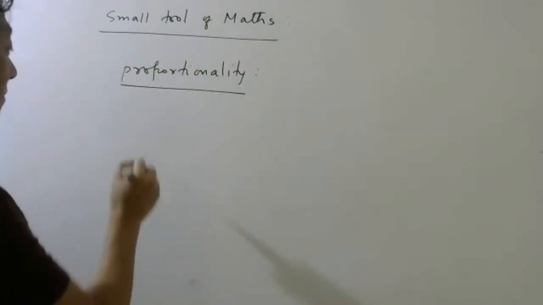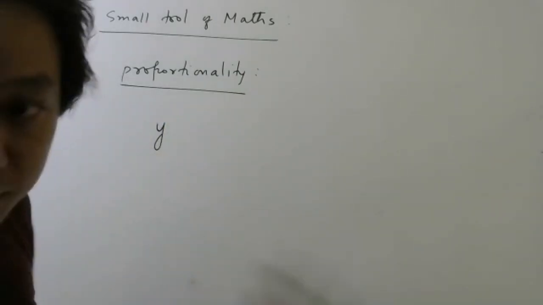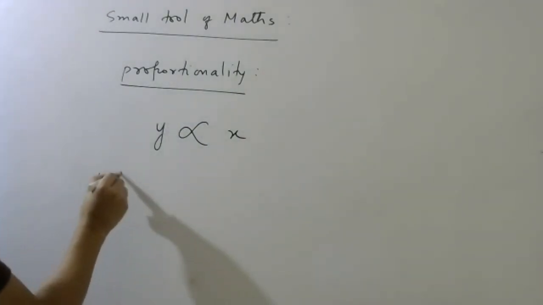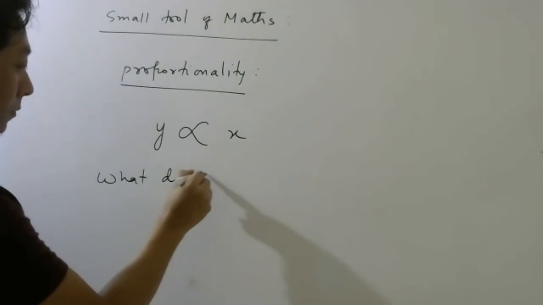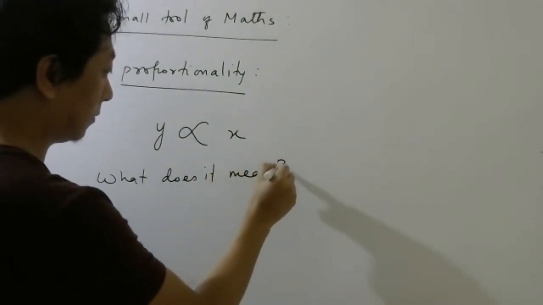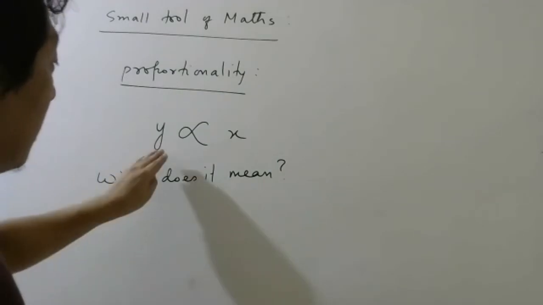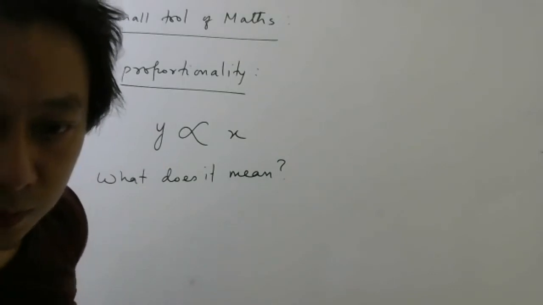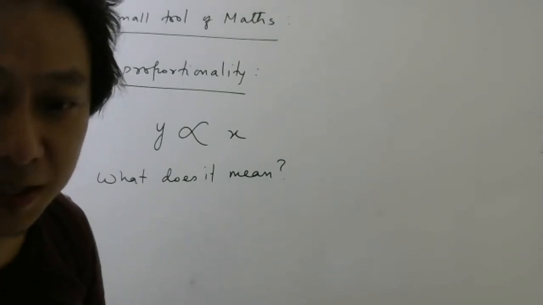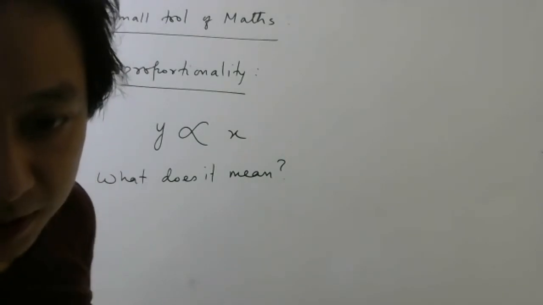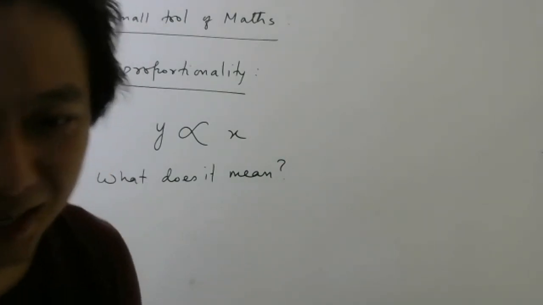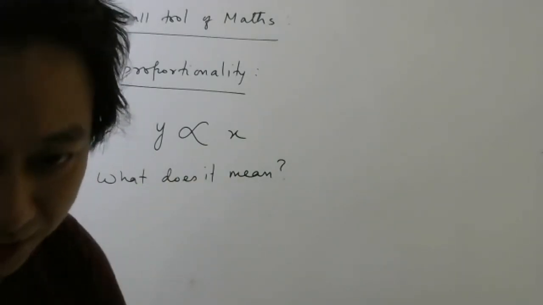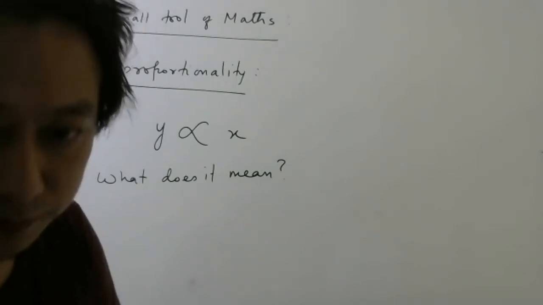Proportionality. Now you tell me, suppose y depends on x and I say y is proportional to x. What does it mean? What does it mean when I say y is directly proportional to x? Y changes, x also changes. That would mean y is a function of x. Why are all of you saying it the other way around? Y depends on x, no? If x increases, y increases. Okay.